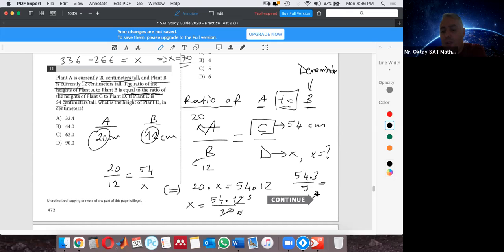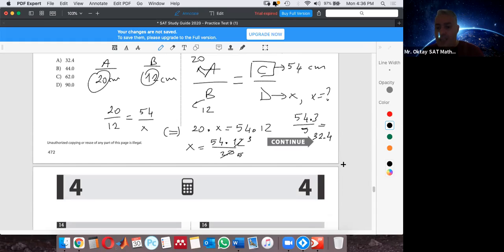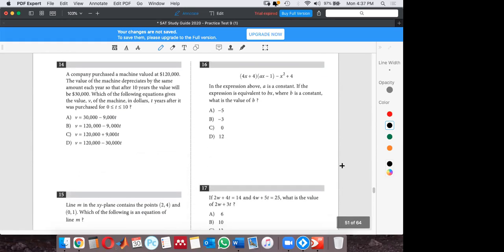I got 32.4. My dear students, whichever calculator you will use in the exam, in SAT I mean, try to use it now, today, tomorrow. Get used to that one, okay? Do not use a new calculator when the exam time comes. So the result is 32.4. Any question? No. I am passing.